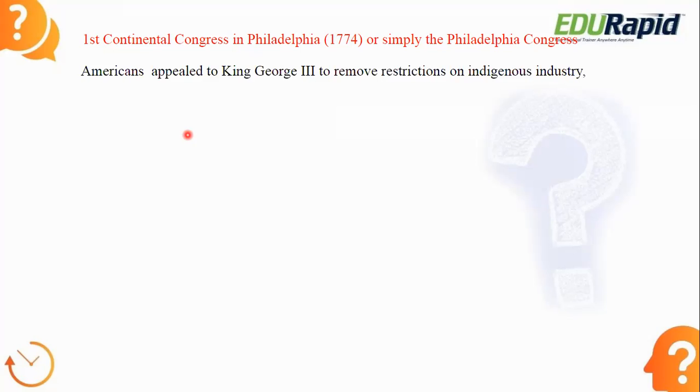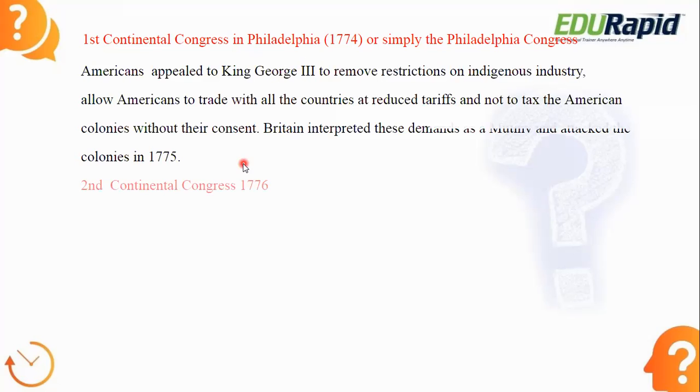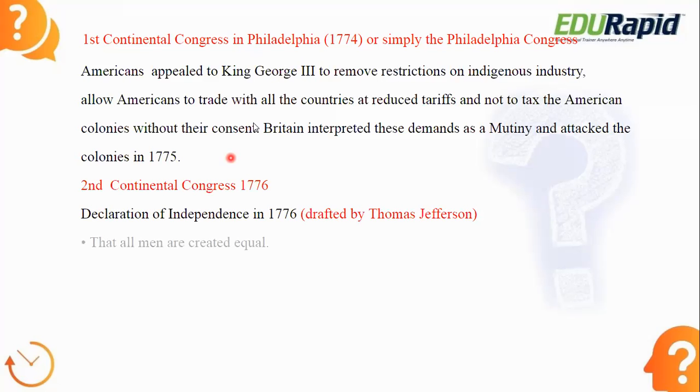Because of that, the Americans appealed to King George III. They put up a petition to King George III. They said, remove the restrictions on indigenous industries. So what are indigenous industries? Indigenous industries are governed and run by the American people. Whichever industries are there in America, those are called indigenous industries. So they appealed to King George III: remove the restrictions on the indigenous industry.